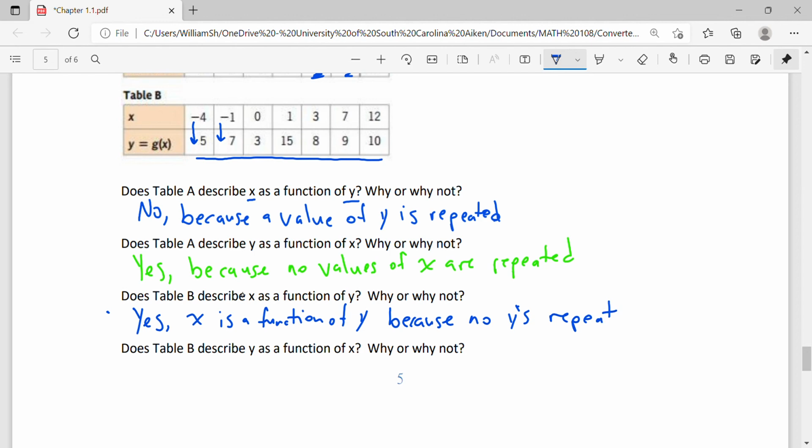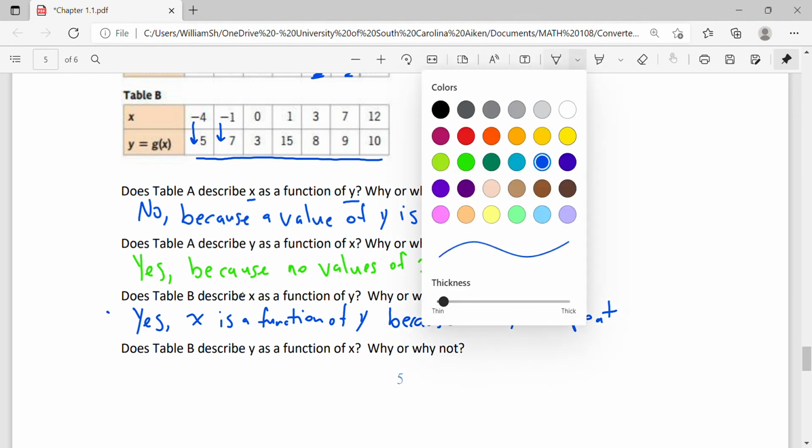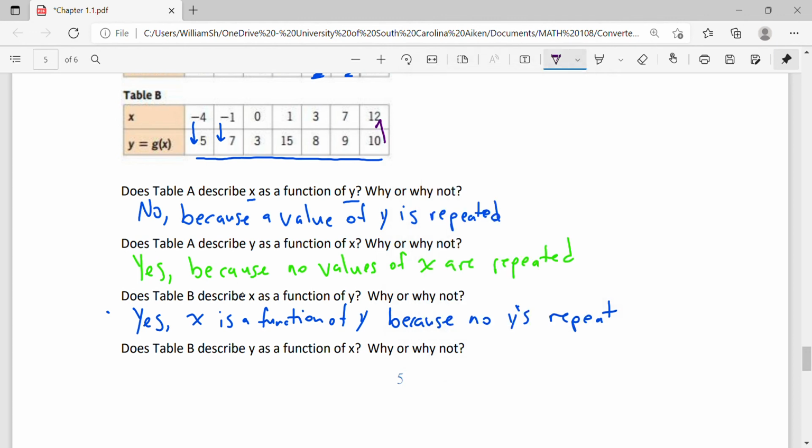Okay, now if I look at it the other way, so I go from y to x, what I notice here is none of my x's repeat either. So it actually is a function either way you look at it. So yes, y is a function of x because no x's repeat.